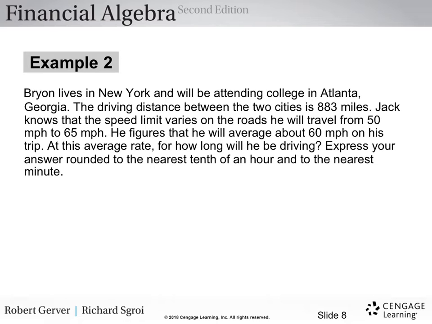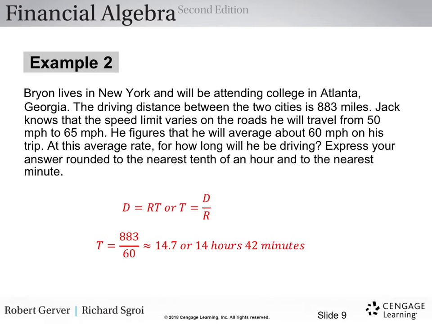All right, here's another example. Brian lives in New York and will be attending college in Atlanta, Georgia. The driving distance between the two cities is 883 miles. Brian knows that the speed limit varies on the roads he will travel from 50 miles per hour to 65 miles per hour. He figures that he will average about 60 miles per hour on his trip. At this average rate, for how long will he be driving? Express your answer rounded to the nearest tenth of an hour and to the nearest minute.